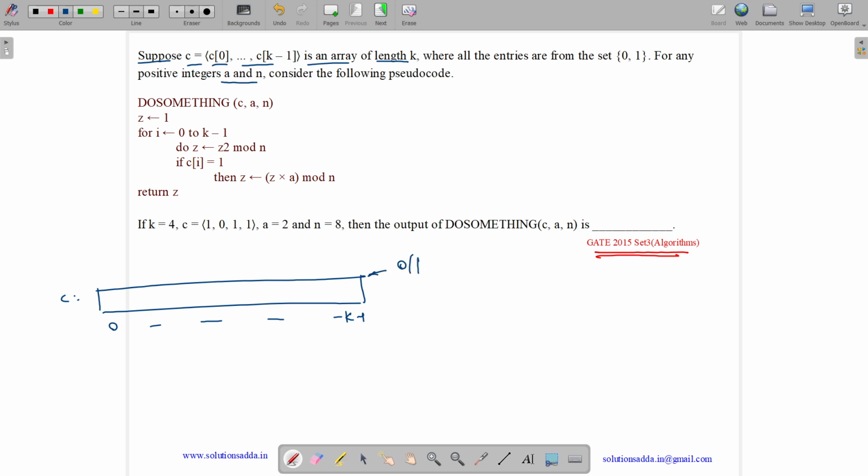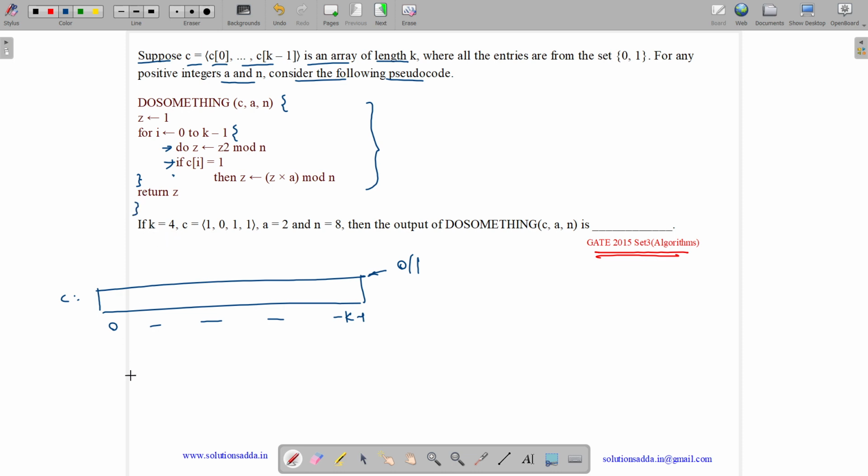For any positive integers a and n, consider the following pseudocode. So here we have the pseudocode: DoSomething(C, a, n), we put z equals 1, for i equals 0 to k minus 1. Here we have the opening bracket for the for loop. Indentation is not given, you can infer it by common sense. Here is the closing bracket for the for loop. And these are the first statement and the second statement inside the for loop. Then we have return z, and these are parentheses for DoSomething.